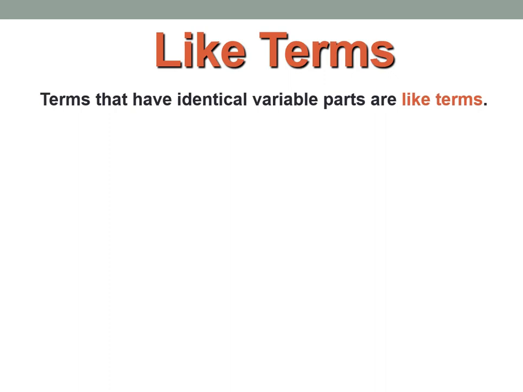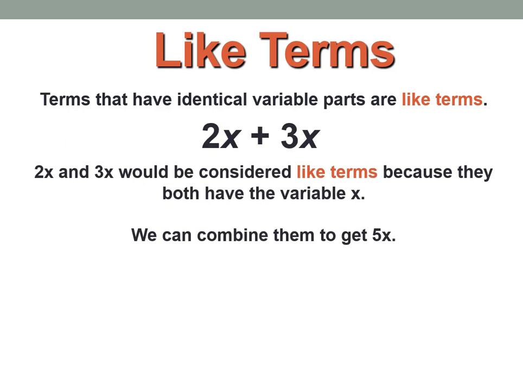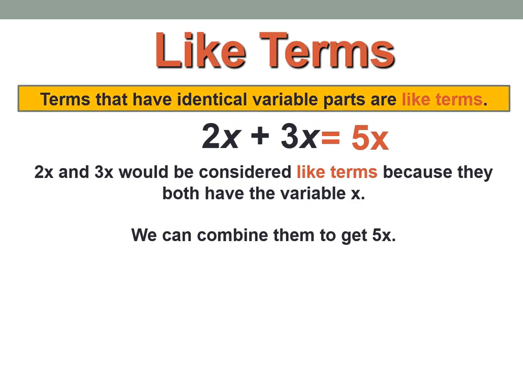Like terms are terms that have identical variable parts. They're like terms, like this 2x and 3x. The variable is the exact same for both of them, so they're considered like terms. I like to think about it, they're both in the x family. And if they're both in the x family, we can put them together, and we get 5x. So 2x plus 3x would be 5x, because the x family likes to hang out together. So we put them all together, just like we did with the oranges.